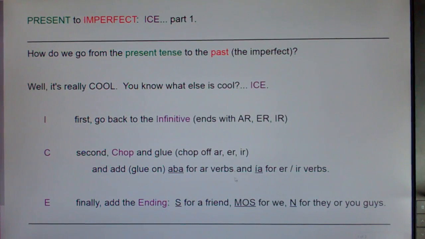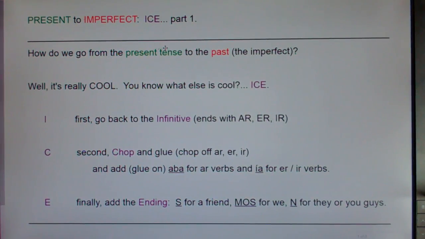This is present to imperfect ICE, part 1. Now please understand, the concept of going from the present tense to the past tense is kind of tricky. So I have several clips to watch. This is just the first one. This is just the introduction. So if you don't totally master the concept right away, don't worry. There are several more clips that you can watch to help you understand this. Because again, it is kind of tricky.